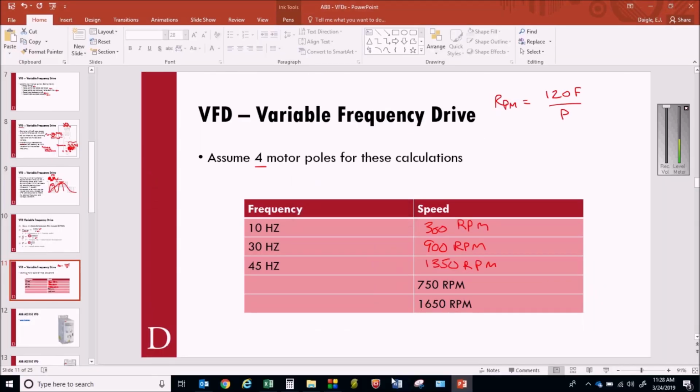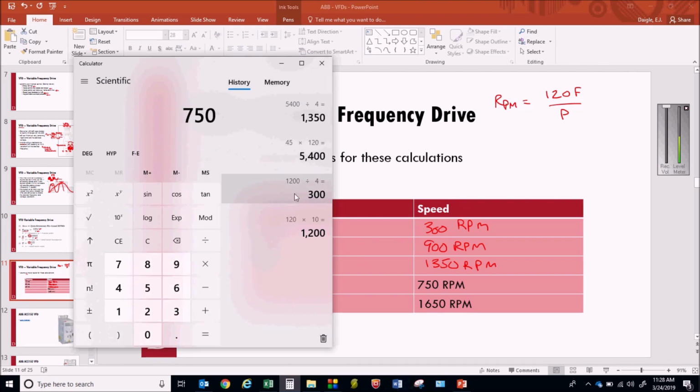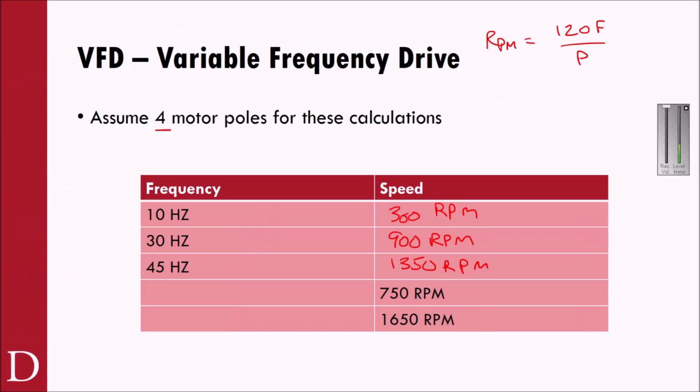So 750 is my RPM. What I'll do now is take 750 and divide it by the P. Actually, we're going to multiply it by the P because I want to get P off of this side over here. So I'm going to multiply by 4. That gives me 3,000. And I'll divide that by 120, which is 25 hertz for my frequency. Now let's see if that makes sense. 30 hertz was 900, so I'm in the ballpark there. It should be bigger than 300 and less than 900, but closer to 900. I definitely am in the right ballpark there.